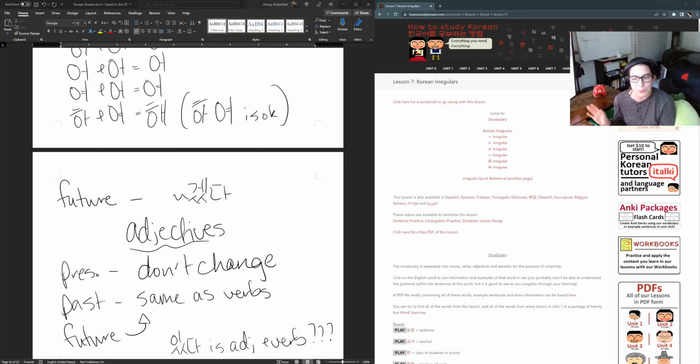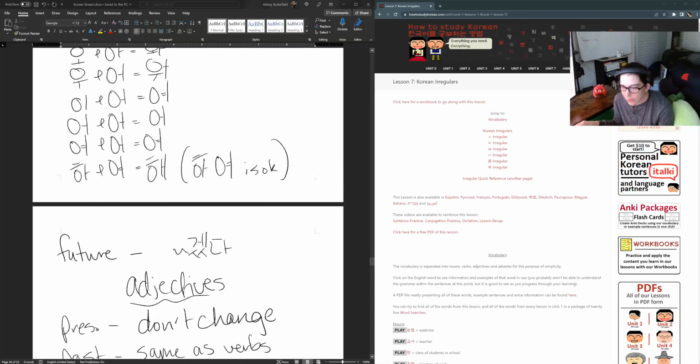That's all you do. For adjectives, writing adjectives in written form is exactly the way that they are in dictionary form. You don't change them, they stay exactly the same. For past and future, same concept as verbs, it follows the same exact rules.